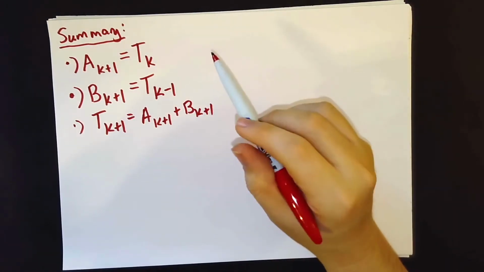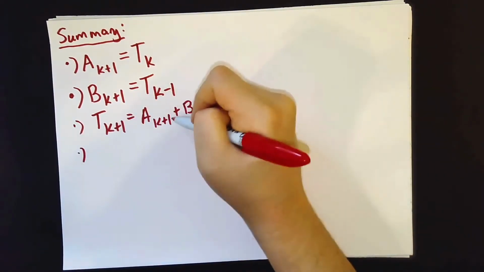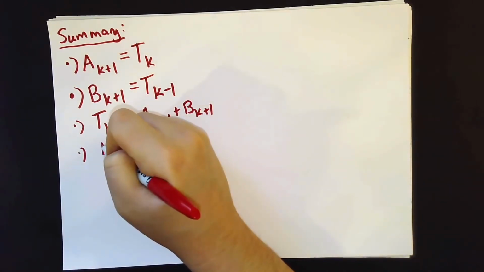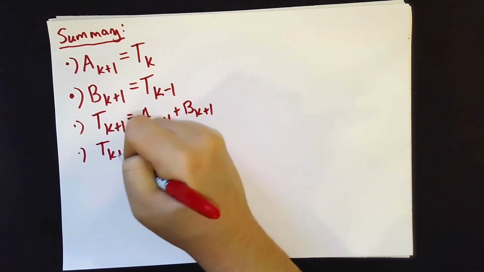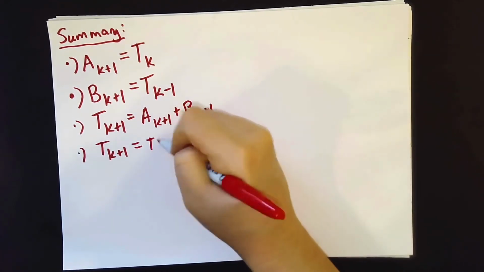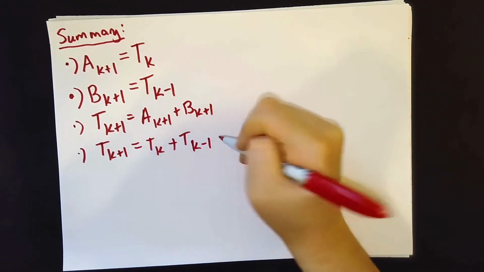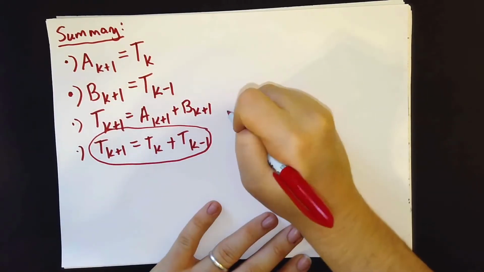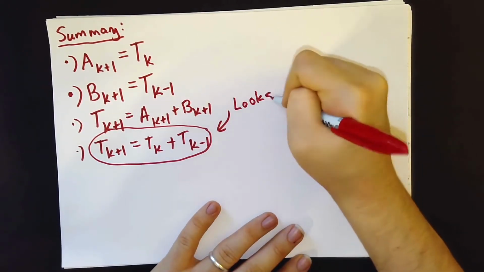But, and here's where things start getting put together nicely, because of the two previous facts, if I put them together with this new observation, we get that t sub k plus 1 is the same thing as t sub k plus t sub k minus 1. And now we're in a place where things look very Fibonacci-y.